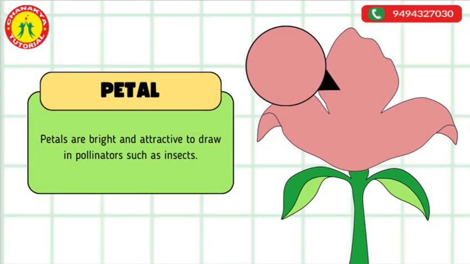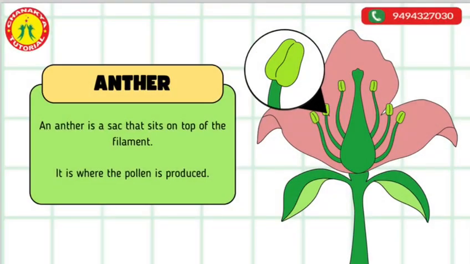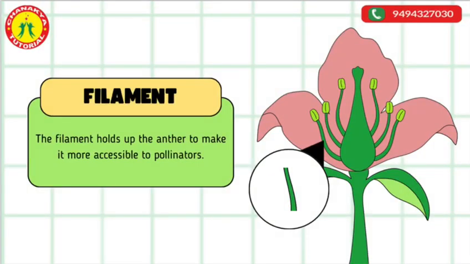Petal. Petals are bright and attractive to draw in pollinators such as insects. Anther. An anther is a sac that sits on the top of the filament. It is where the pollen is produced. Filament. The filament holds up the anther to make it more accessible to pollinators.